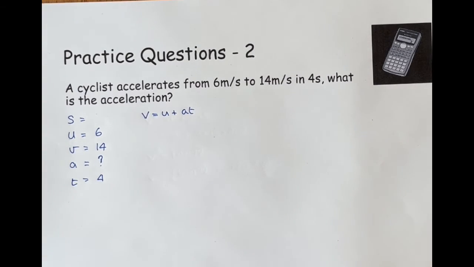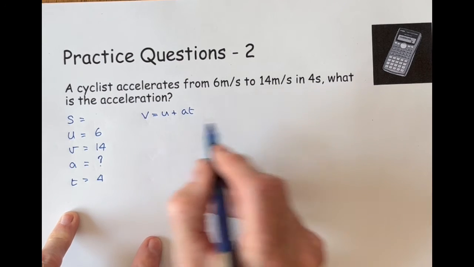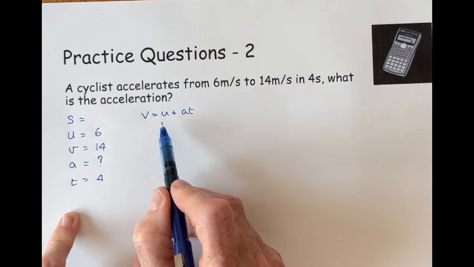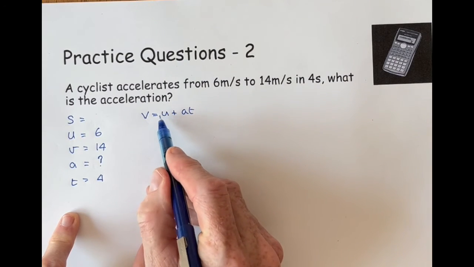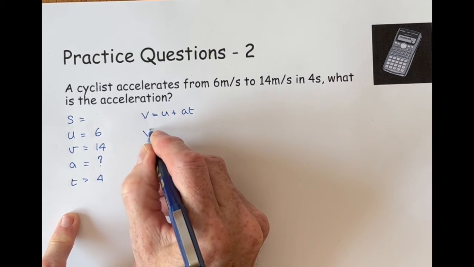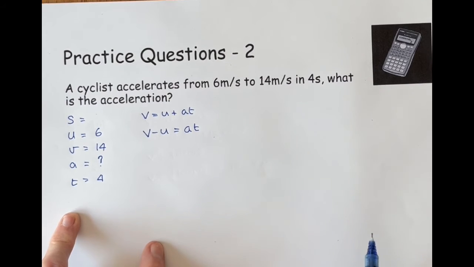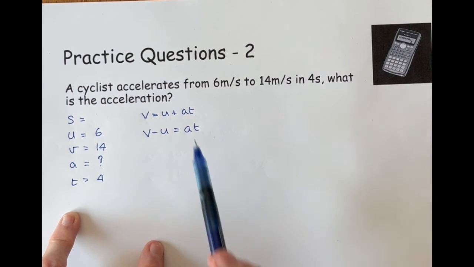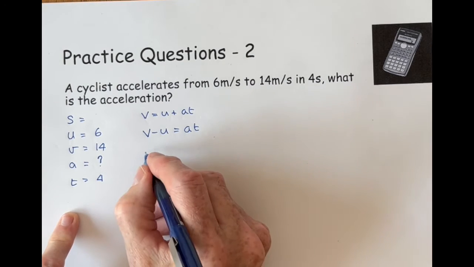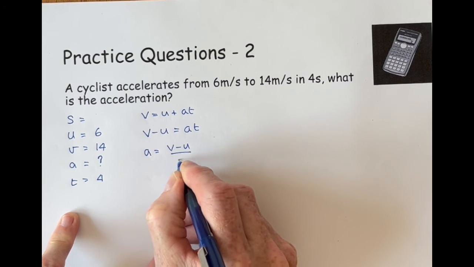So the next thing you need to do is to rearrange it. We've got to find the acceleration. So the first thing to do is to subtract any pieces of the equation that are either added or subtracted. So this u is obviously added, so subtract u from both sides. So you get v minus u equals at, and then we want to find the acceleration. So we want to divide both sides by t, so you get acceleration equals v minus u over t, like that.